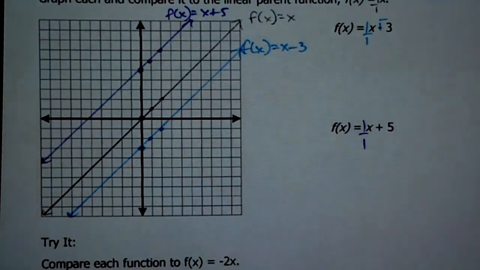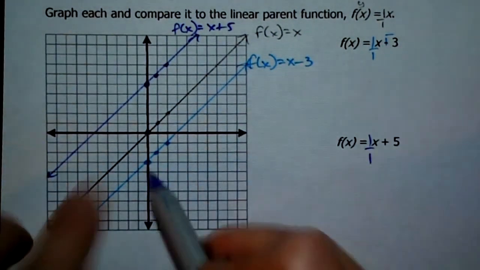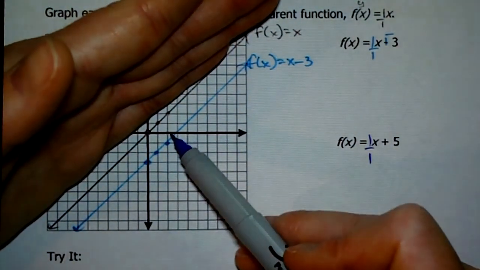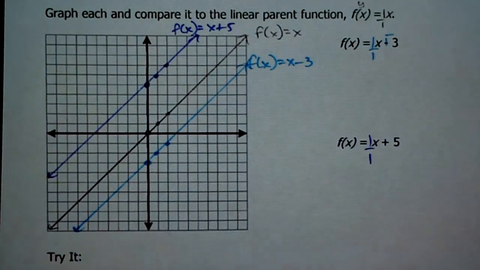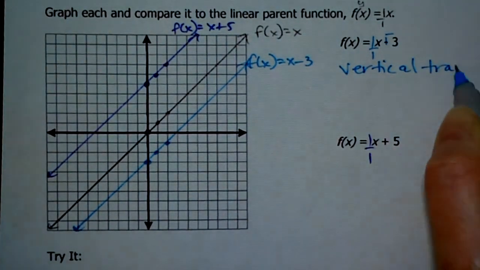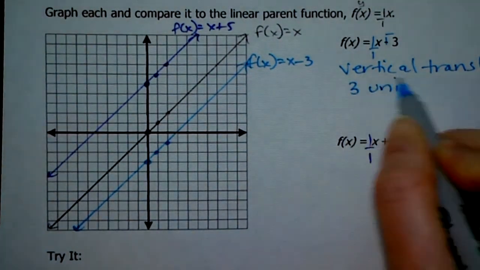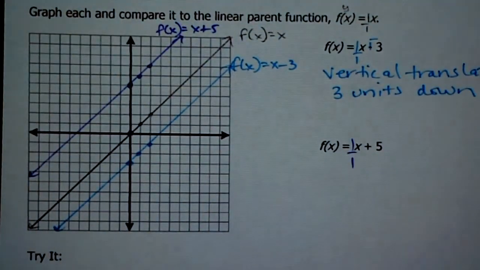Okay, now we're supposed to compare each to the parent function. So when I look at f of x equals x plus negative 3, this line right here, if I'm comparing it to the original, the one that's drawn in regular color pen, all I'm doing is taking this line and sliding it down 3 places. So the fancy way that I want you to say this is, I don't want you to say slide down 3 places. I want you to say it's a vertical translation, because that's what it is. We're sliding it vertically 3 units down. So that's the proper way to word it. You want to be very proper in math class.